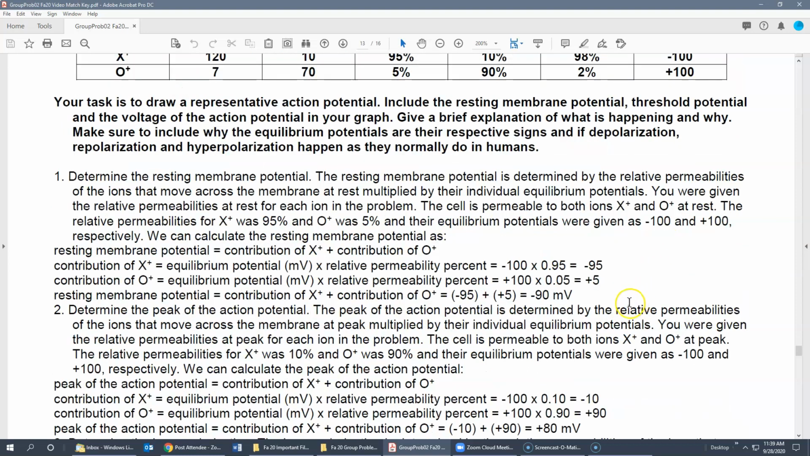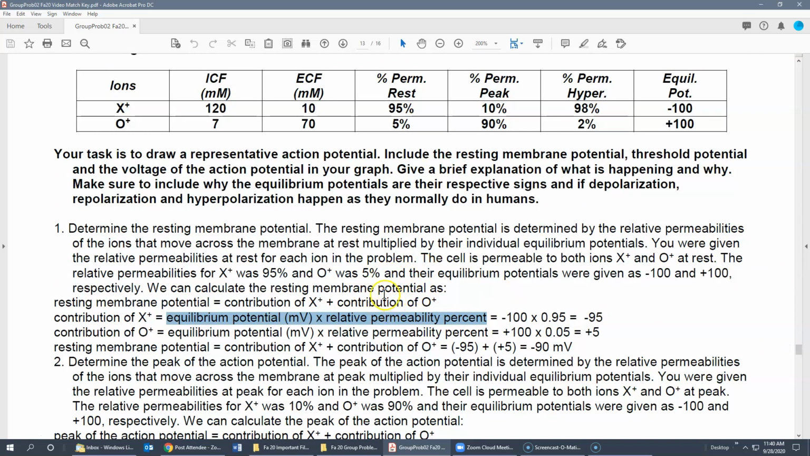So I mentioned this in that video. What you want to know is what the resting membrane potential is, and that's the contribution of one ion plus the contribution of the other ion. And how do you figure out the contribution of the ion? You're going to use this formula right here. This is the most important formula for this: the equilibrium potential times the relative permeability percent. So where do we get those numbers? We get those from the table above, right?